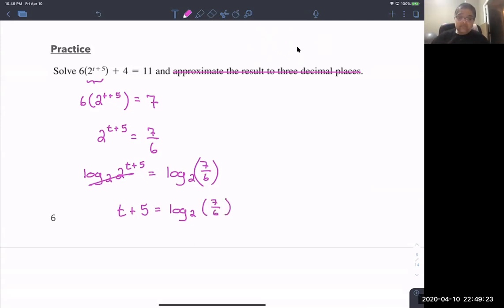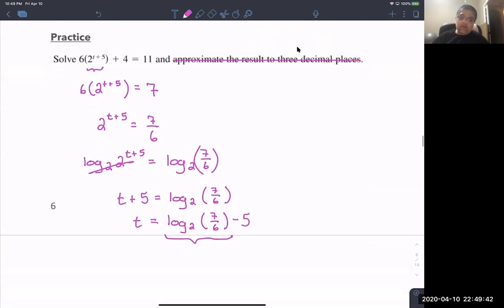Now, I solve for t. So t equals log base 2 of 7/6 minus 5. So if you plug this into your calculator, you'll get a number.